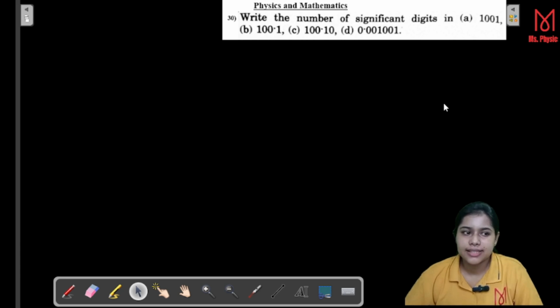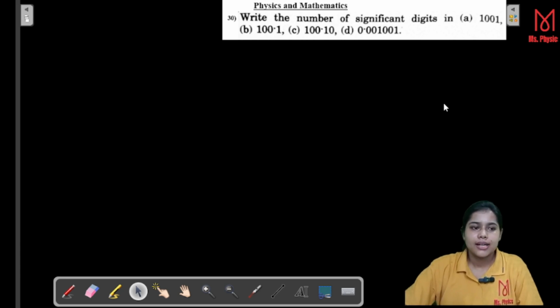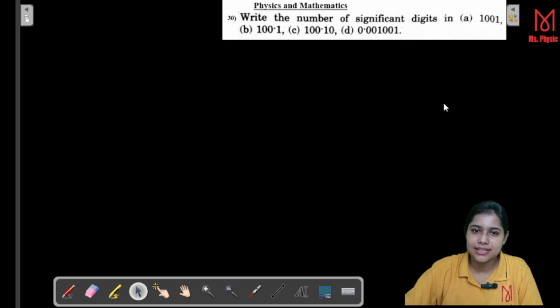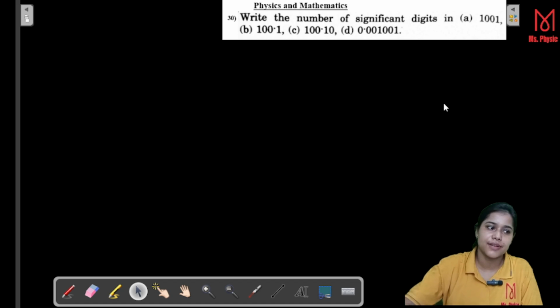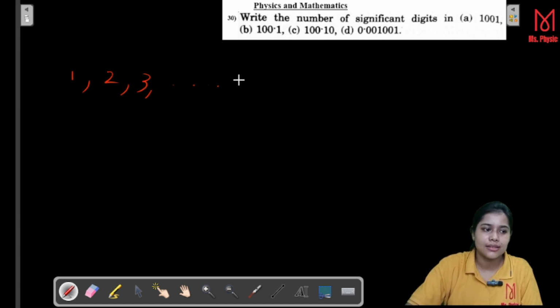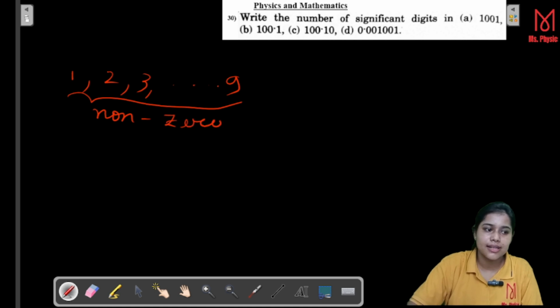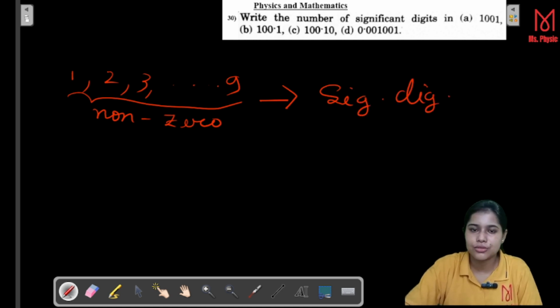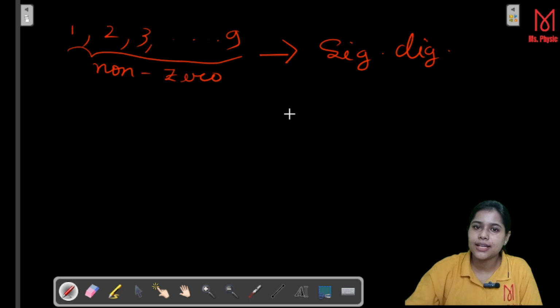So here is your 30th numerical. Here you see that we have to find out the significant digits. So what are significant digits? First of all, if you have 1, 2, 3 up to 9, that means you have a non-zero digit, then it will always be considered as your significant digit. There is no doubt. Now, does it mean that 0 will always be a non-significant digit?